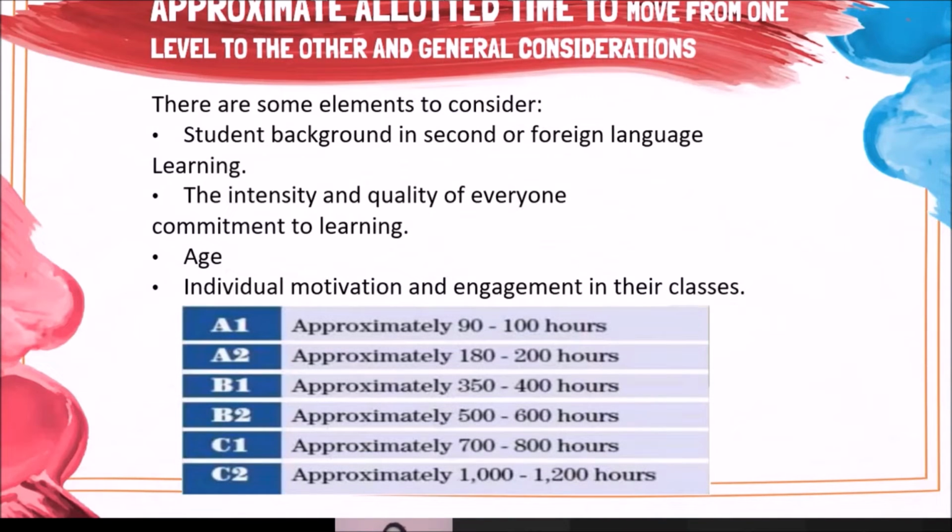So, for example, in level A1, the time is approximately 90 to 100 hours. In this level, the student learns to answer basic questions about personal details, and in each level the time increases. For example, in level A2, the time is around 180 to 200 hours. And well, the next, please.